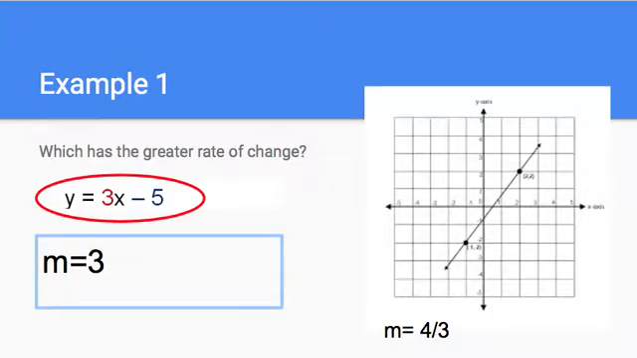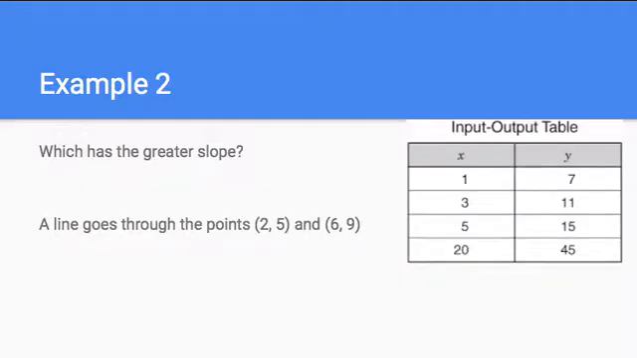Okay. Here's my next one. Again, go with me on this. I'm trying something different. I'm not sure if it's going to work or not. So here, which has the greater slope? Again, slope, rate of change, same thing. So we've got a line that goes through the points (2, 5) and (6, 9). Or I have an input-output table with my x values and my y values.